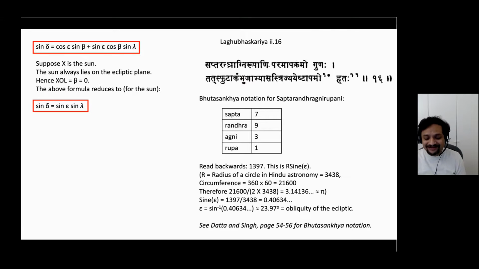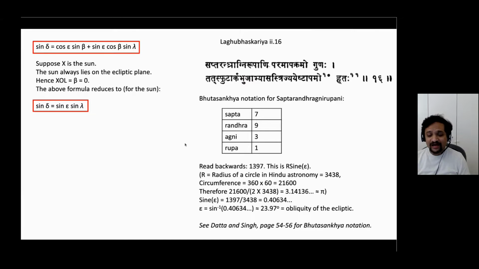The logic behind this is that Randhra in Sanskrit means a hole. And why does this refer to 9? Well, it refers to the number of holes in the human body. You have two eyes, two nostrils, one mouth, and two ears. So you have seven, plus two holes for the excretory organs in the front and the back. So 7 plus 2, that is 9. So Randhra would mean 9, it is one of the words used for 9. Agni, well, according to Ayurveda, there are three types of fires or Agni. So Agni refers to three, and Rupa is one of the words used for denoting one.